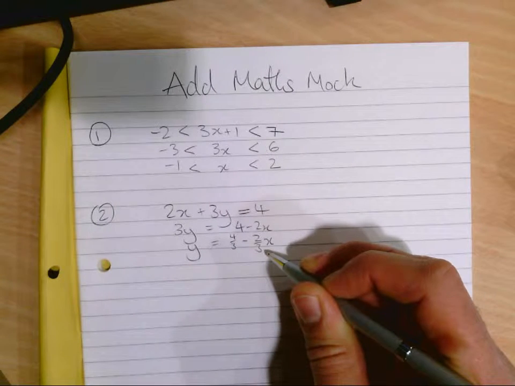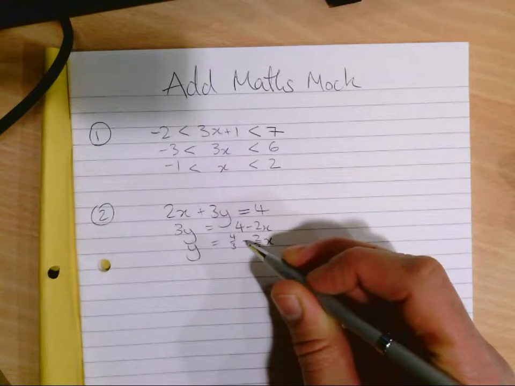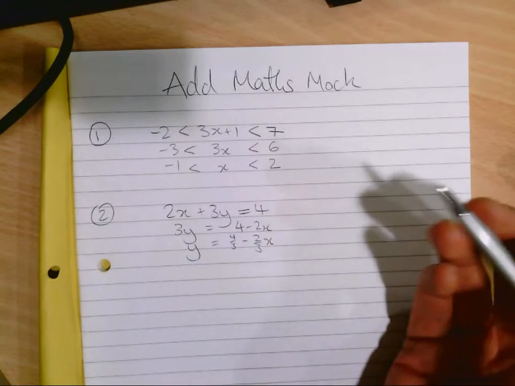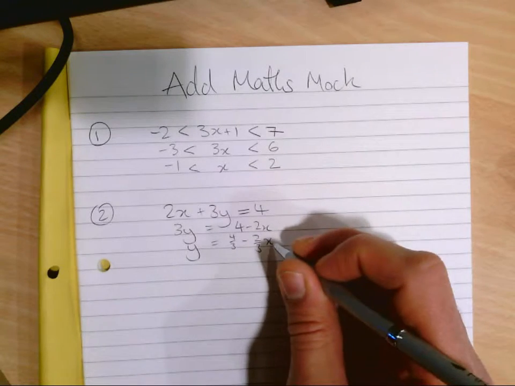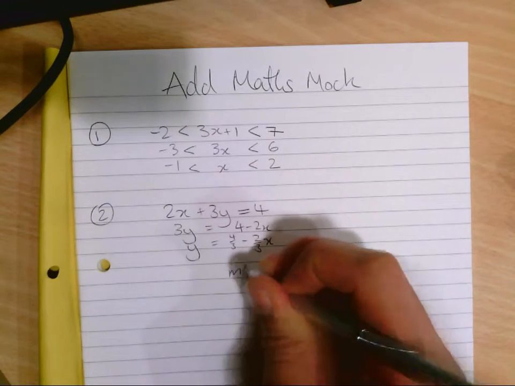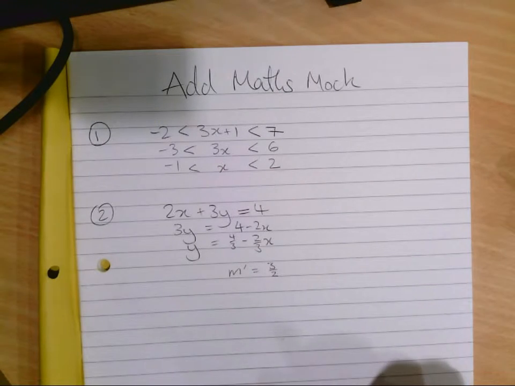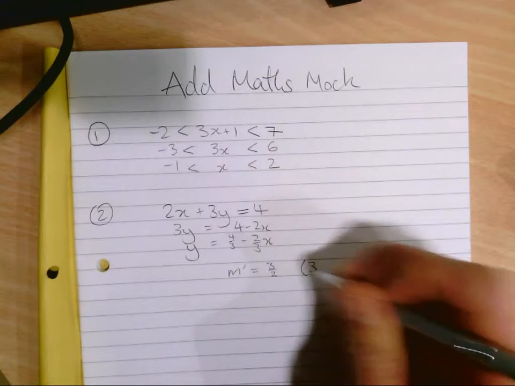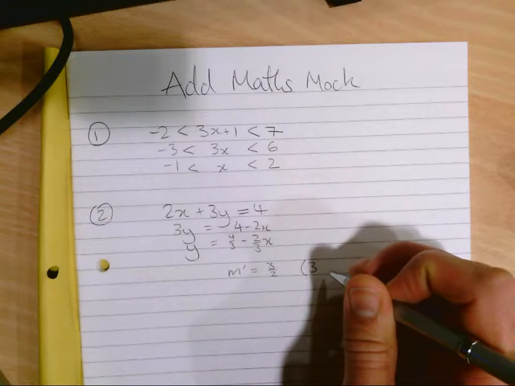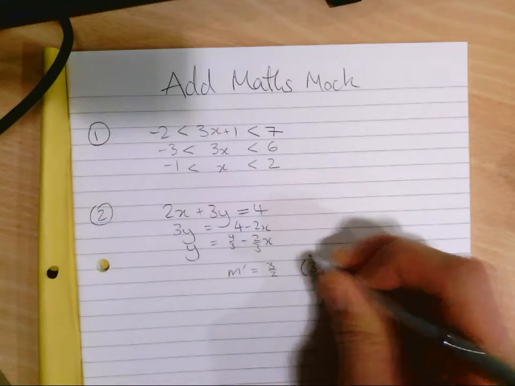Now, to find the gradient of a perpendicular line, it's the negative reciprocal. In other words, you change the sign from negative to positive, or positive to negative, and you flip the fraction. So if this is the gradient of the original line, then the perpendicular gradient, I'll call it m dash, is going to be 3/2. So we want a line with gradient 3/2, and which goes through the point (3, minus 1).